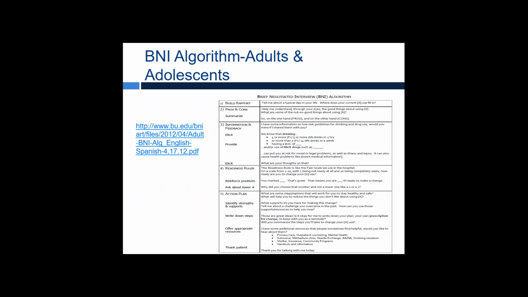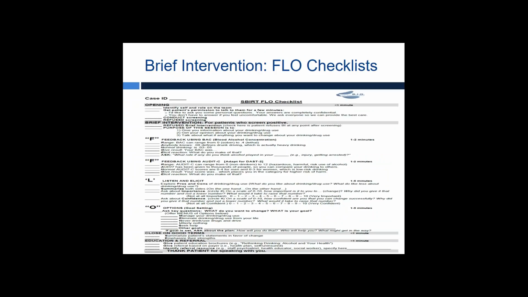So this is the brief negotiated interview algorithm. There's one for adults and there's one for adolescents, and you can see it goes through the steps. It actually has the scripting for you. If you're not familiar with this, we find that tools like this that have scripting, the models that have checklists and algorithms, people really gravitate to because it's a nice educational and training aid. It also helps in facilitating its use in a brief intervention and documenting what has actually occurred. So that's one of the resources available to you. It's in the public domain.